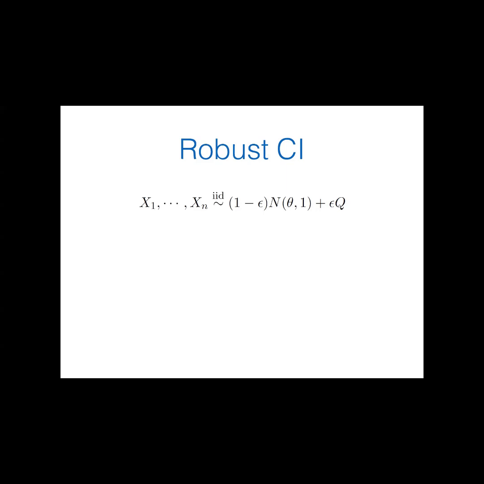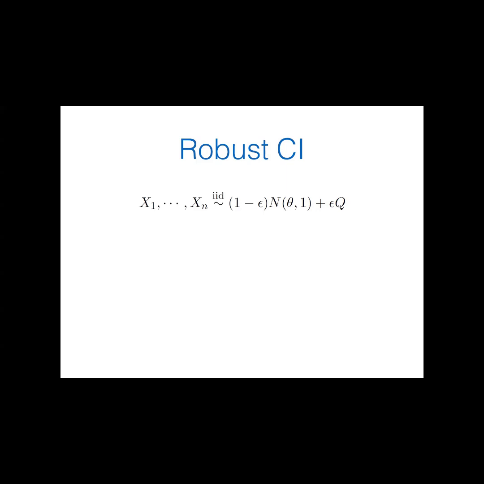which may or may not be related to normal theta 1. I want to emphasize that in Huber's setting, it is very important that the contamination distribution Q does not have any assumption. It can literally be any distribution. So you can basically think of the outliers, which are an epsilon fraction of the data, as taking arbitrary numbers.